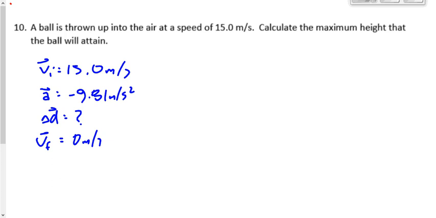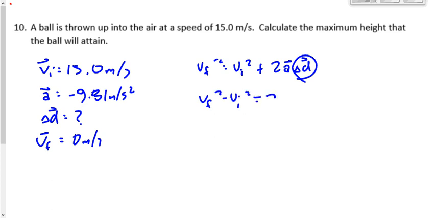I think for this one, again, use this equation. VF squared is equal to VI squared plus 2AD. We're looking for D, get rid of what's not attached. What is not attached here? Okay, so take that over by subtracting. Good. VF squared minus VI squared equals 2AD. Now we got to get rid of the 2 in the A by dividing. So it becomes VF squared minus VI squared over 2A.